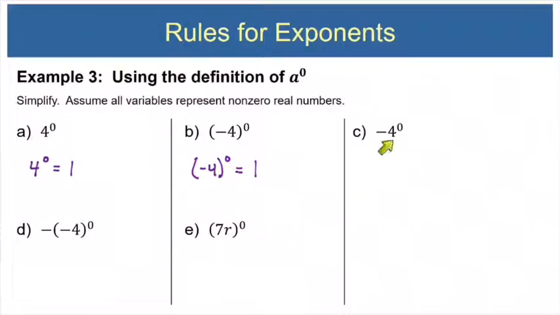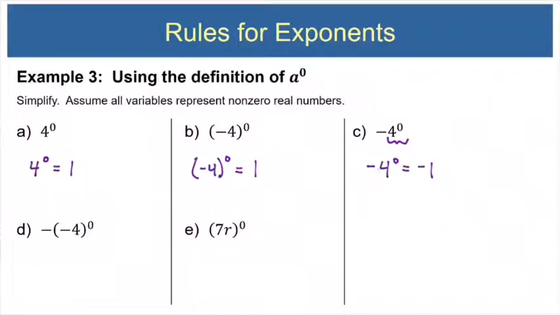On part C, notice that the parentheses are missing. So in this case, when you ask yourself what's being raised to the 0 power here, the answer is not negative 4. The answer here is that 4 is being raised to the 0 power. So we have negative 4 to the 0 power. Now again, anything to the 0 power is 1, but this negative is sitting out front. So negative 4 to the 0 power is going to be negative 1.